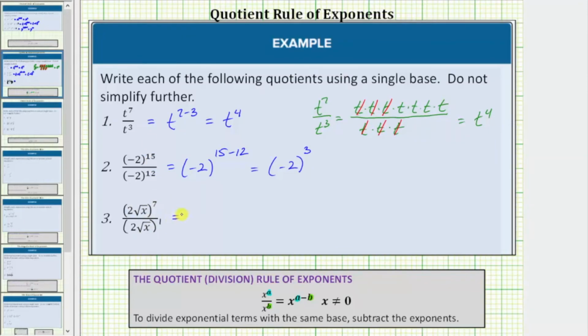This quotient is equal to the base of 2 square root x raised to the power of 7 minus 1. 7 minus 1 is equal to 6. This is equal to the base of 2 square root x raised to the power of 6. And again, we will leave it in this form because it does say, write the quotient using a single base, do not simplify further.